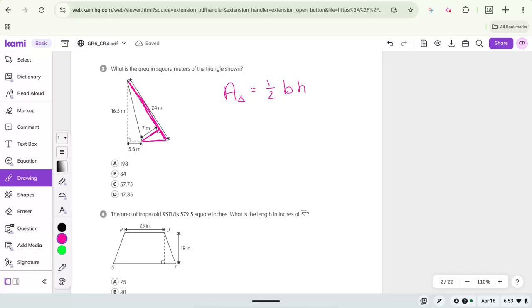And I think some people remembered that, and some of you selected 5.8 as the base. But again, the dashed lines indicate that 5.8 is not actually a measurement of the triangle at all. So, we're going to call the base 24 and the height 7, and that will help us to calculate the area. So, of course, half of 24 is 12. And 12 times 7 is 84. So the area of this triangle is 84 square meters.